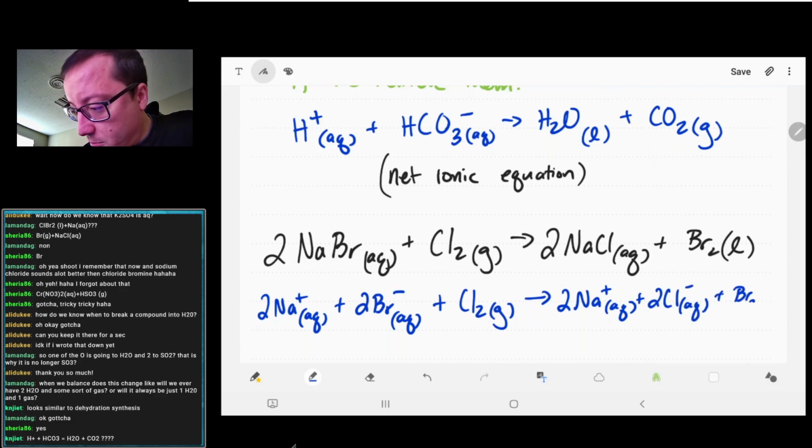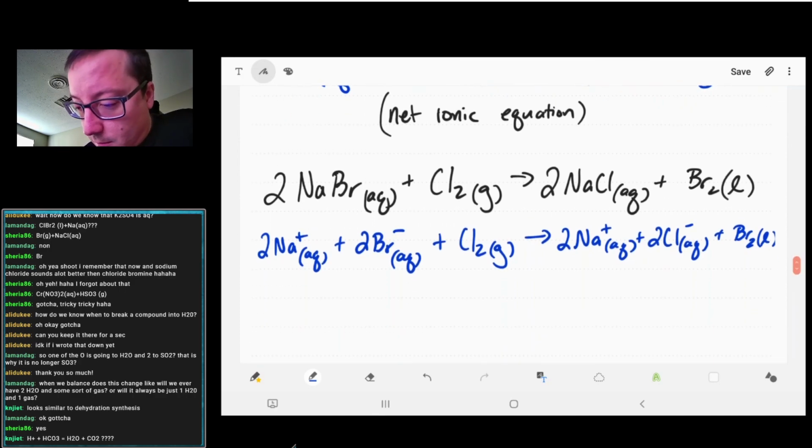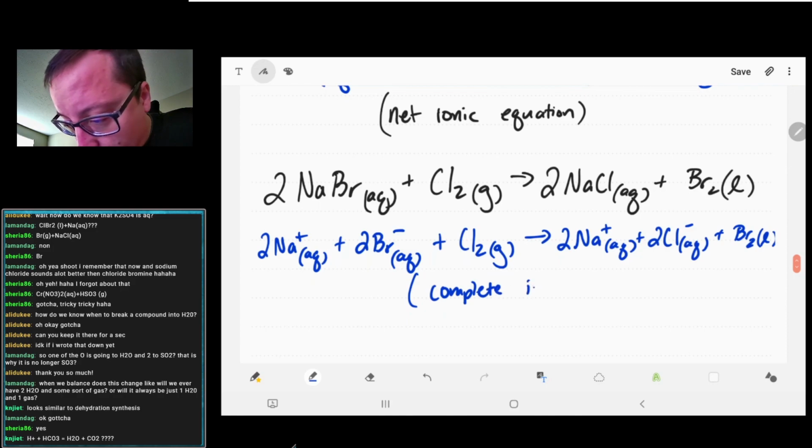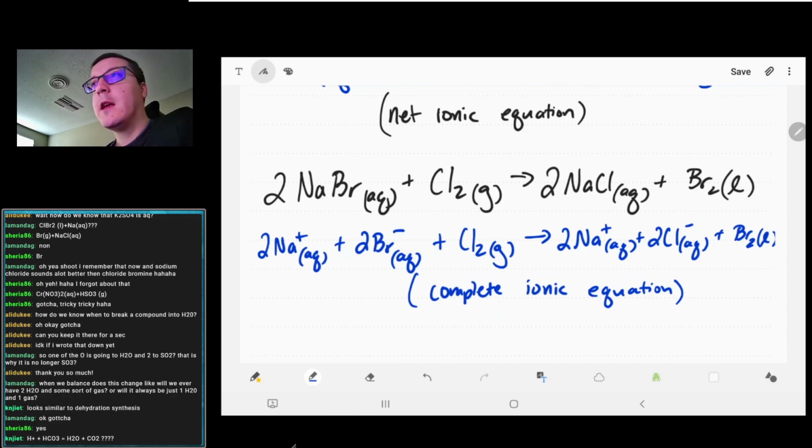And then the bromine is going to be by itself as well. So this is a complete ionic equation. Let's take a look at if anything is exactly the same on both sides.